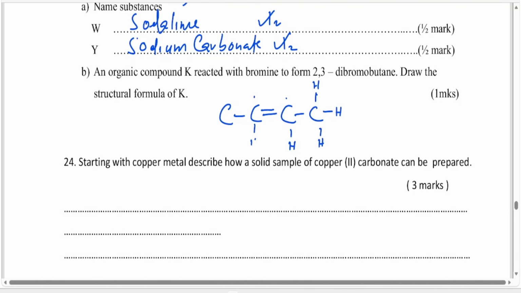Please do not overcrowd the bonds. Remember, every carbon should have a maximum of 4 bonds. So that is how organic compound K looked before it reacted with bromine. We are told to draw the structural formula of K, and that is K, and that is the formula.